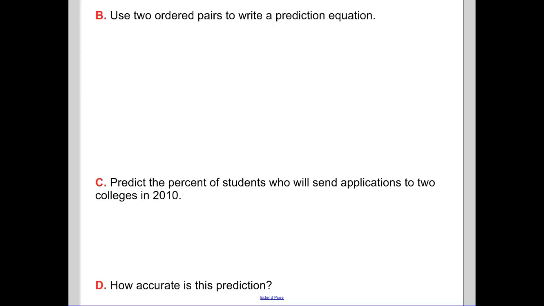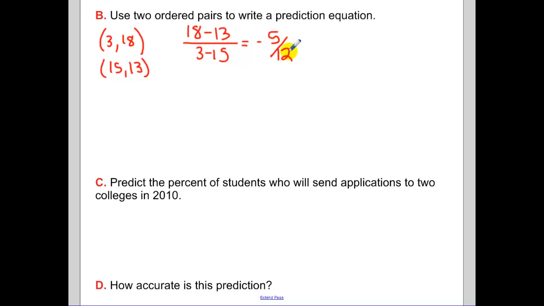Okay, use two ordered pairs to write the prediction equation. Now pick 2 points that were on your line. I'm going to pick the point (3, 18) and (15, 13). So now write the equation of your line. So find your slope. And that's going to simplify to negative 5 over 12.